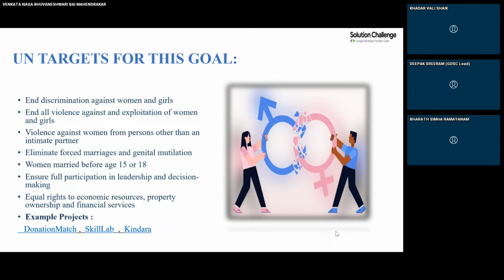The United Nations has given some targets for this goal, as I have mentioned in the slide: to end discrimination against women and girls, to end all violence against and exploitation of women and girls, and to ensure full participation in leadership and decision making. In some areas or families, men are over-dominating and women are always keeping their mouth shut. They do not take any decisions or get involved in property-related matters. All these things matter in solving this problem.